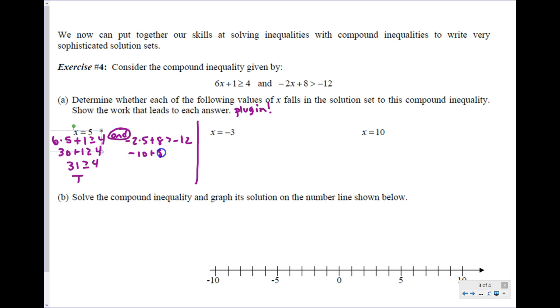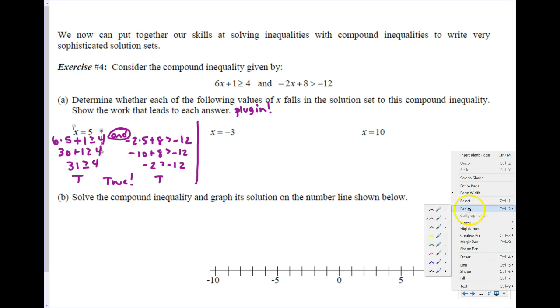-2 times 5 is -10. Bring down the 8 and then negative 12. Negative 10 plus 8 is negative 2. Is negative 2 greater than negative 12? Yes. So this is true. Alright, so we found one value of x that could work.